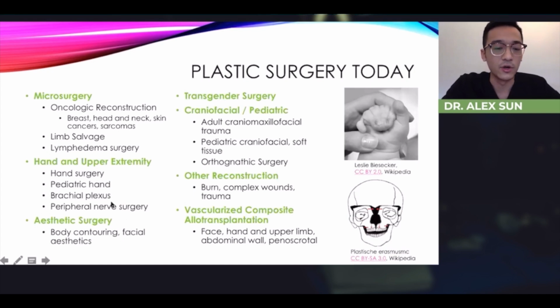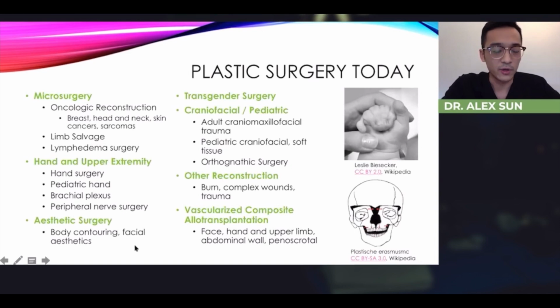Brachial plexus, so helping to repair and reconstruct the brachial plexus for injuries. Peripheral nerve surgery is also important. I put it under hand surgery, but this refers to nerves all over the body. So patients who have either nerve injuries or painful neuromas, migraines can be treated surgically. Also things like pudendal neuralgia, decompressing nerves around the body.